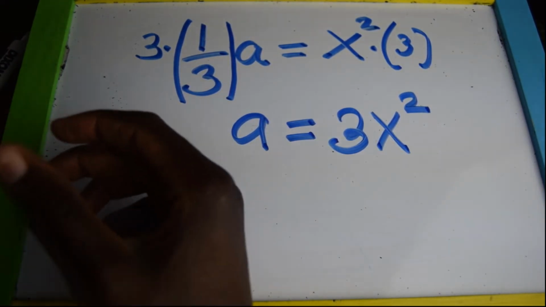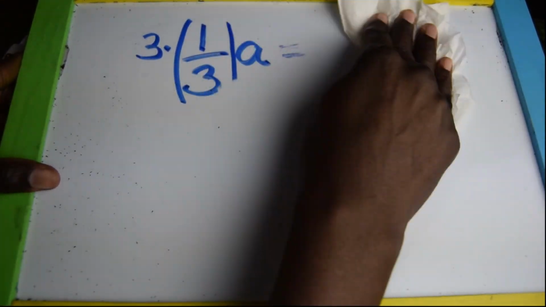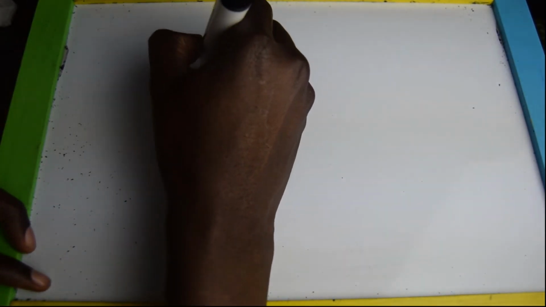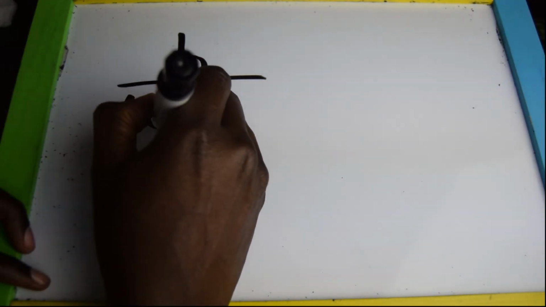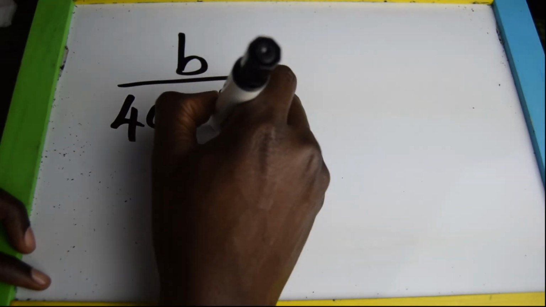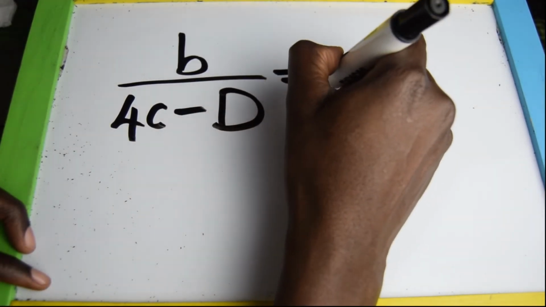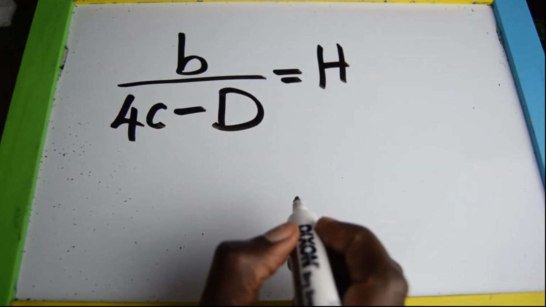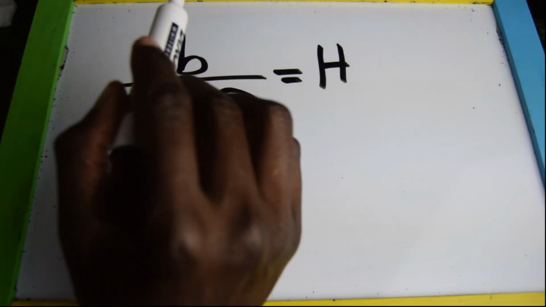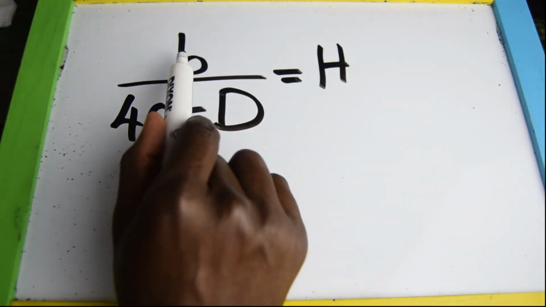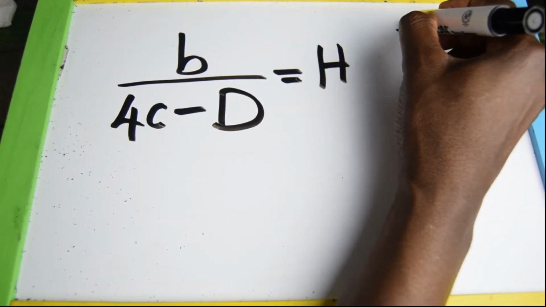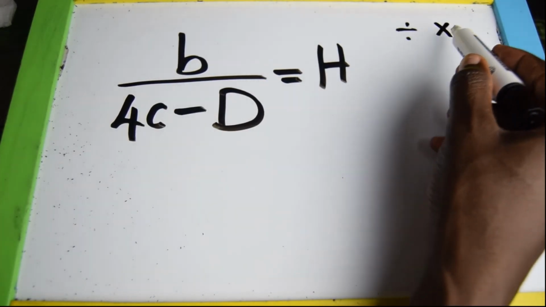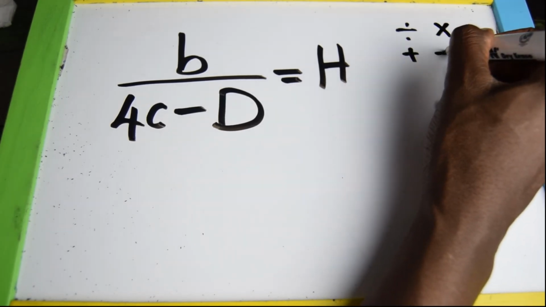Another example. Let me take another, maybe a little bit complex. You have b all divided by 4c minus d equal to h. And you're told solve for b. b is dividing everything here. So how do you solve? Division, remember, the inverse is multiplication. Addition, the inverse is subtraction.